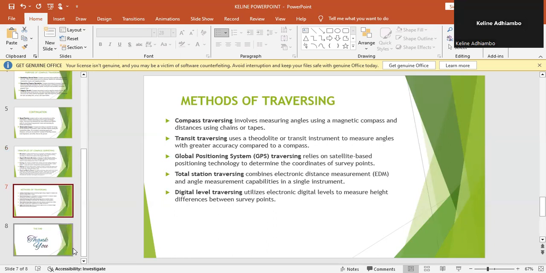It relies on satellite-based positioning technology and determines the coordinates of survey points. The fourth point is total station traversing. It combines electronic distance measurement and angle measurement capabilities in a single instrument. Then the last point is digital level traversing. It utilizes electronic digital levels to measure height differences between survey points.